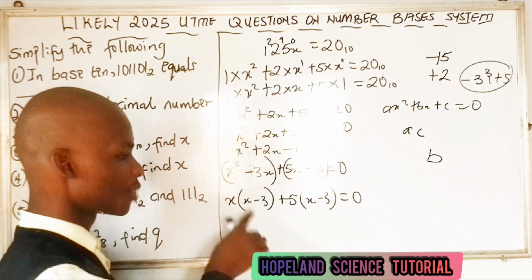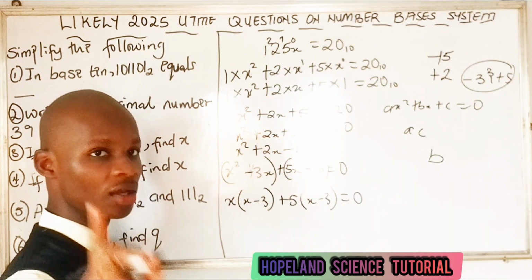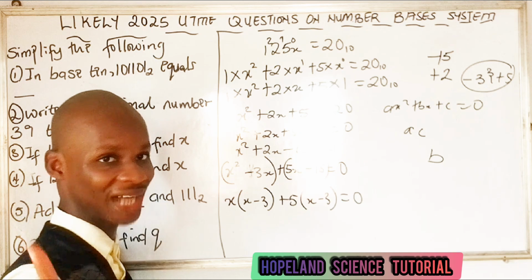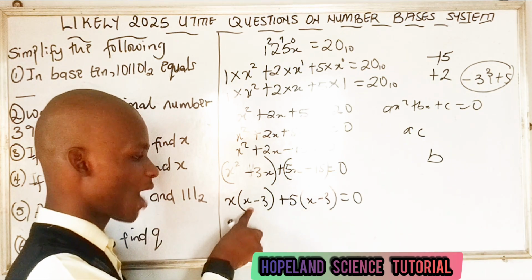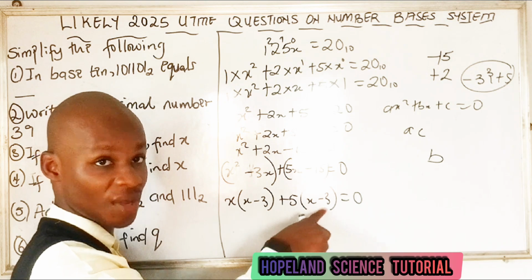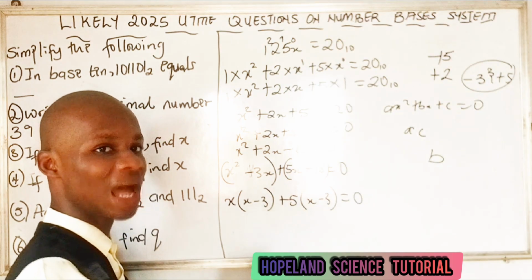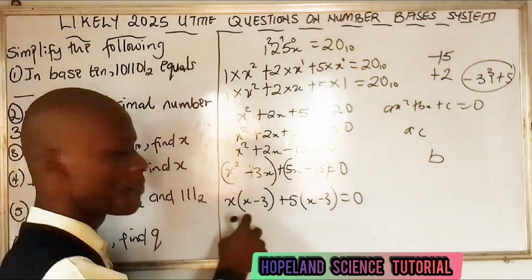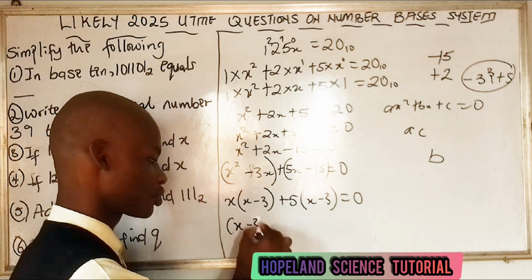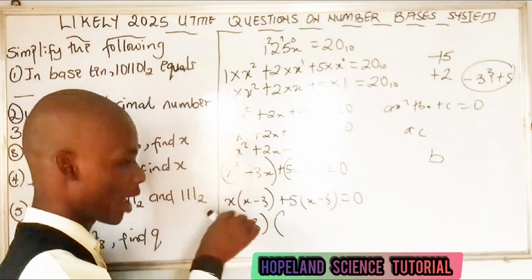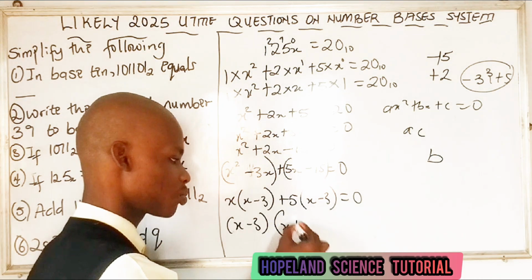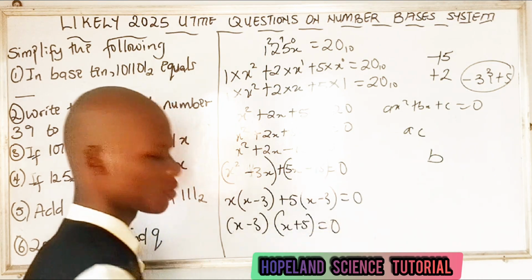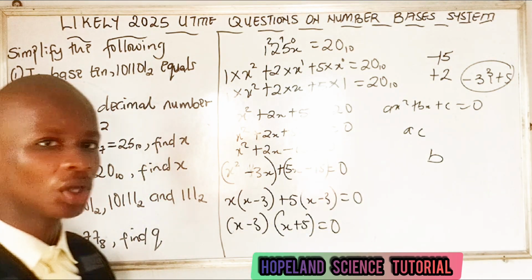Now let's move on. Remember that one of the key points for you to know that you are on the right track is that the values in these brackets must be exactly the same. So we have x minus 3, and we are also having x minus 3 here, right? So it means that we are right. Now let's move on by picking one of the brackets, x minus 3, and we form another bracket from the items outside each bracket: x plus 5. So we have (x minus 3)(x plus 5) equals 0.